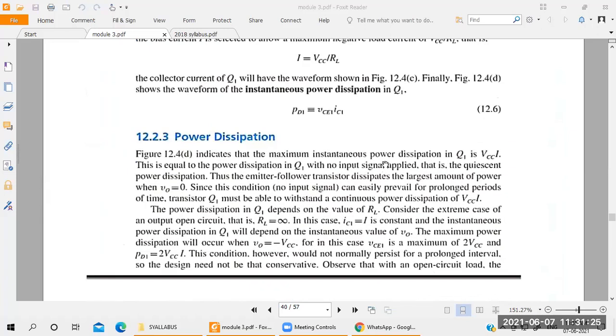Next, take one more power dissipation for the Q1 transistor here. Power means P is equal to V into I. What is V here? You have to take the DC power supply, that is VCC. Current means you have to take the collector current. Understood?